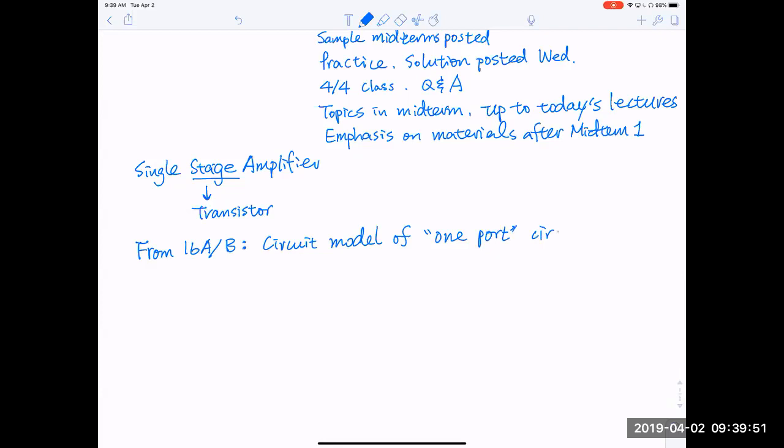1-port means there is a pair of terminals. So a generic 1-port will be a black box of circuit here. We don't know what's inside, but we can represent the circuit with a pair of terminals, and let's call this A and B. You can apply a voltage, VAB, plus minus, and you can have a current IAB.